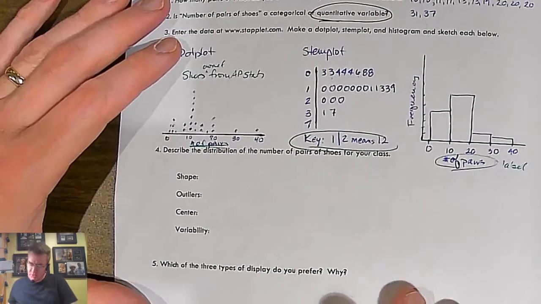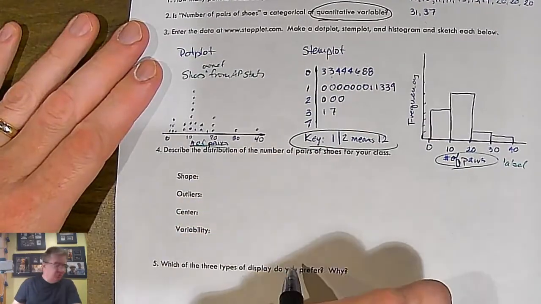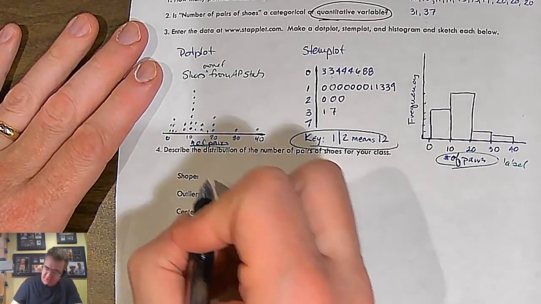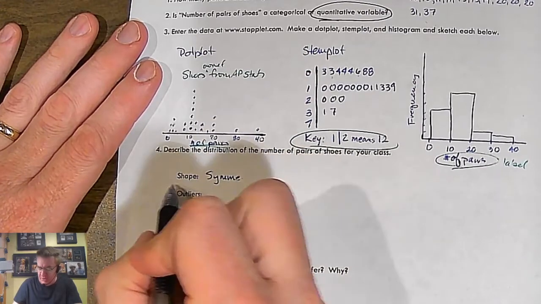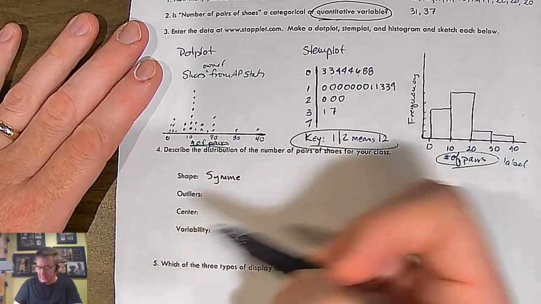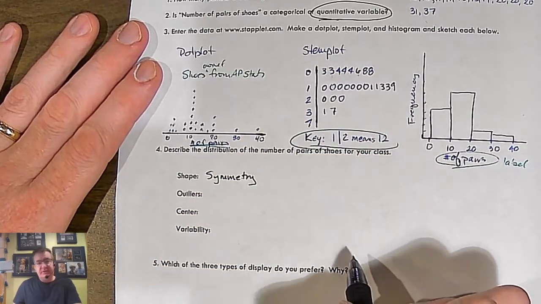All right, so here's the description, and this is going to be one of those things that are really going to be big. So shape, some things that you need to worry about. You need to worry about the shape, the outliers, the centers, and the variability. You need to worry about the symmetry. Is it symmetric or not?